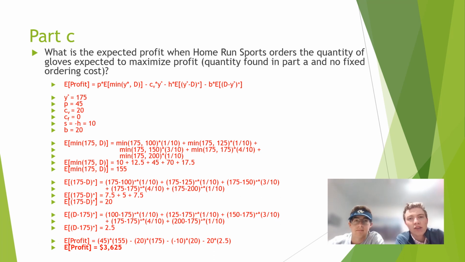So if y star minus demand is a negative number, then that'll just be a 0. And then a similar thing with backorder costs, except demand minus y star and 0. And so when you start doing all the math, you see we get a bunch of numbers here. The expected value of the minimum of 175 and demand is 155. The expected value of the maximum of 175 minus demand and 0 is 20. And on the flip side, the expected value of the maximum of demand minus 175 and 0 is 2.5. And that all boils down to your expected profit when you order 175 gloves as $3,625.